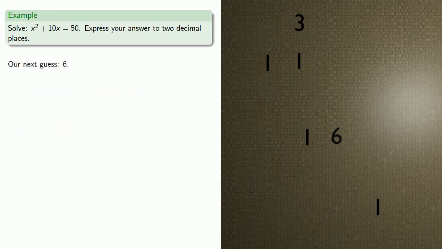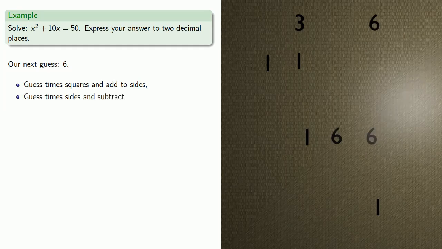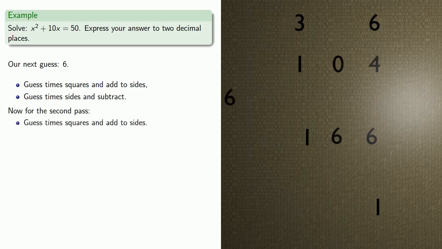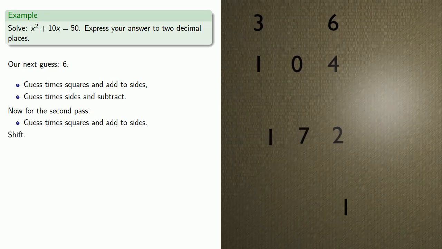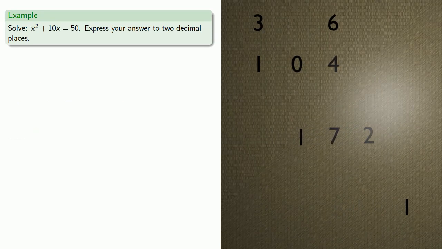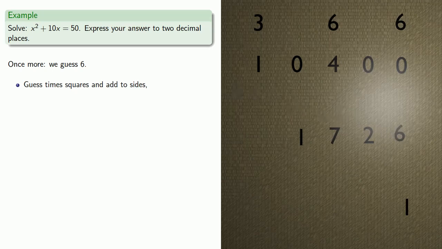And so our next guess is, well, how about 6? So guess times squares and add to sides. Guess times sides and subtract. And now for our second pass, guess times squares, and add to sides, and shift. And once more unto the breach, we guess 6. So guess times squares and add to sides, guess times sides, and subtract.